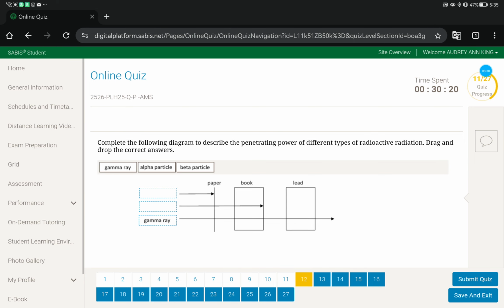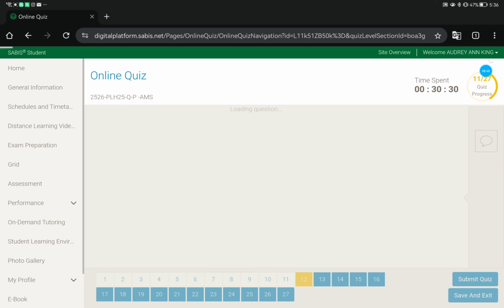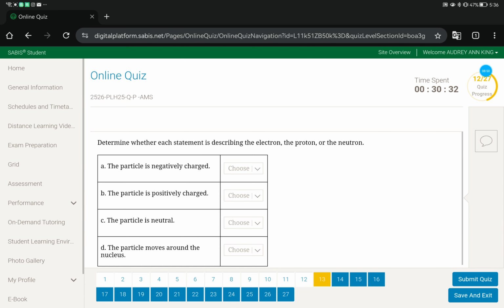So it's very difficult for it not to pass through anything. The weakest one is the alpha particle, which is blocked by a piece of paper. And then the beta particle, blocked by, not blocked, yeah.